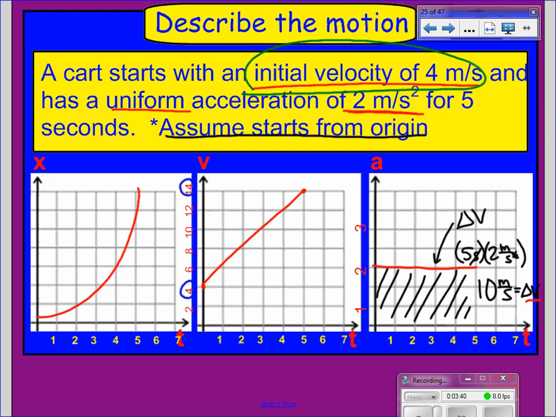Now, we just need to figure out what is that quantitative value. Or in other words, at time 5 seconds, where is the object? How far had it gone away from the origin?